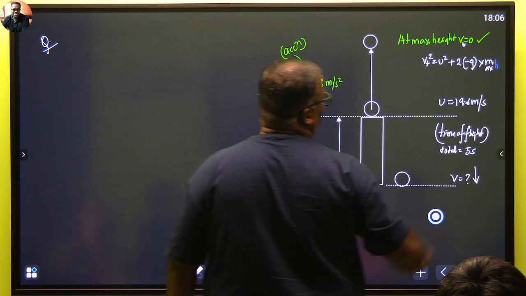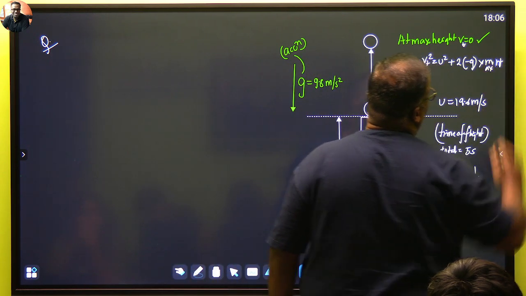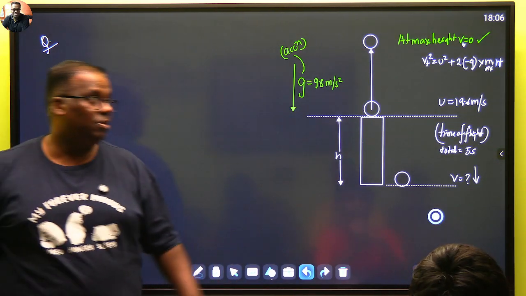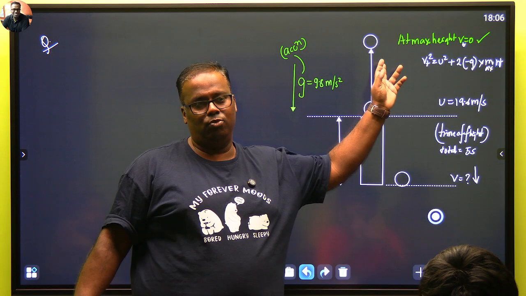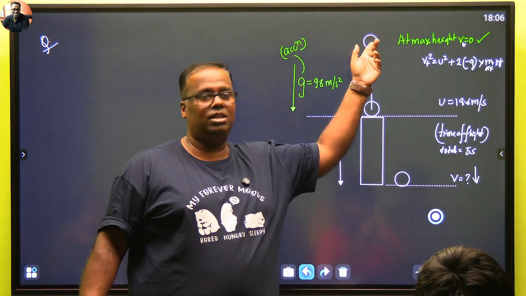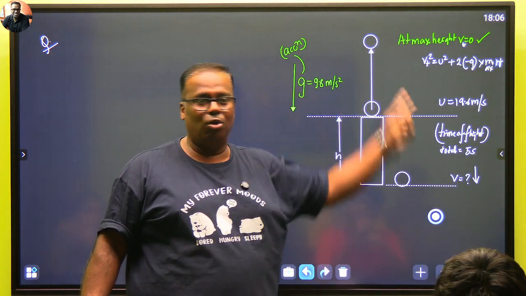Nothing wrong. But in that case, you will end up finding this height. What has been asked to you? Tower height. Then you will again start that this is 0 from here, initial velocity 0, ball descends.